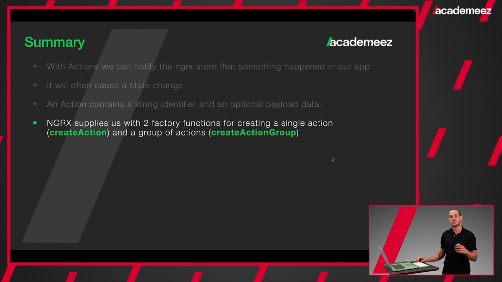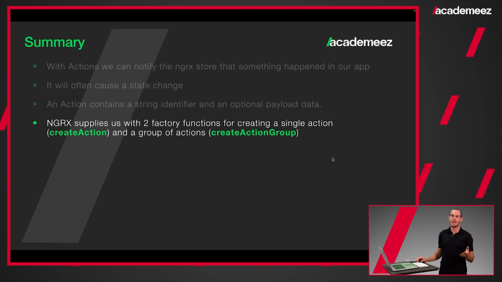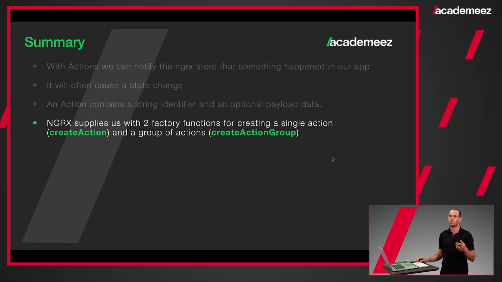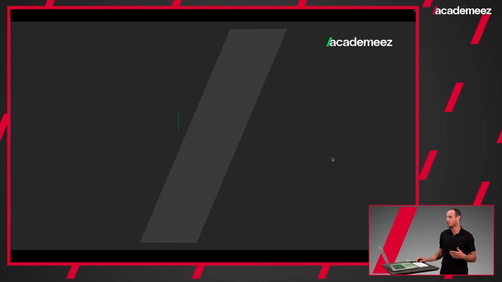NGRX supplies you with two functions to create your action. One is create action, which creates a single action, but the more used function to create actions will be the create action group, because usually we want to create more than one action in a group. We want to create many actions in a group, so we'll probably use the create action group function.